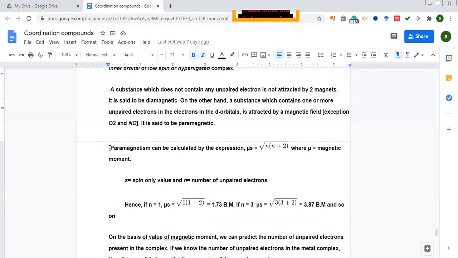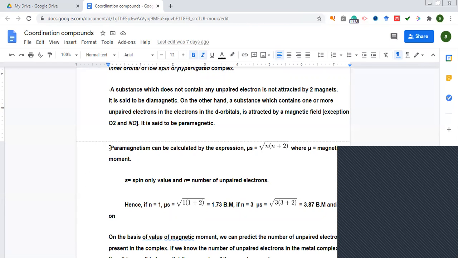One is dia, second one is para, third one is ferro. But Hund's theory or VBT will classify the complex compounds into two categories: paramagnetic and diamagnetic. So what is paramagnetic and what is diamagnetic?